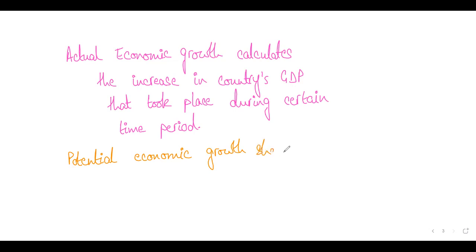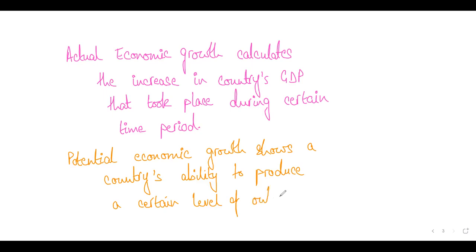shows a country's ability to produce a certain level of output. Students, are you getting me? Arbab, is this clear? To produce a certain level of output. Easy? Any confusion so far? Anything that's not clear? Right?